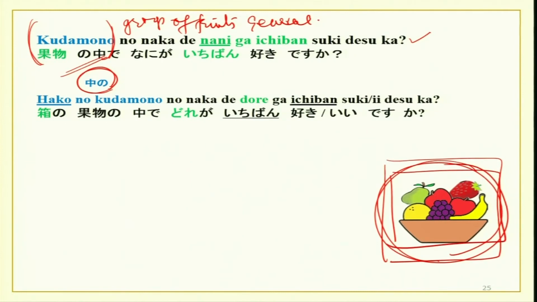You can also understand it with dobutsu no naka de donna dobutsu ga ichiban suki desu ka? So all dobutsu in one group, but dobutsu en no naka no dobutsu, then only animals present in the zoo. Which one do you like most?